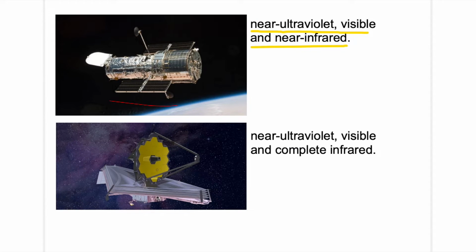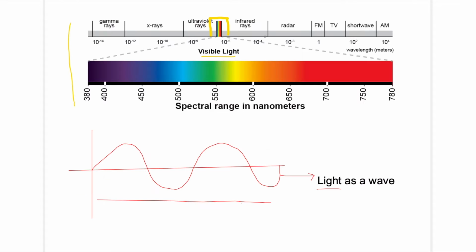But now coming to the James Webb Telescope, it can detect near ultraviolet. Let me draw that with a different color. Let's take blue. So it could detect near ultraviolet rays similar to the Hubble telescope, visible light, and complete infrared rays. So that means the James Webb telescope can detect around this much of space. It could be able to receive light rays which have wavelengths much longer than the ones Hubble could detect, as you can see obviously.